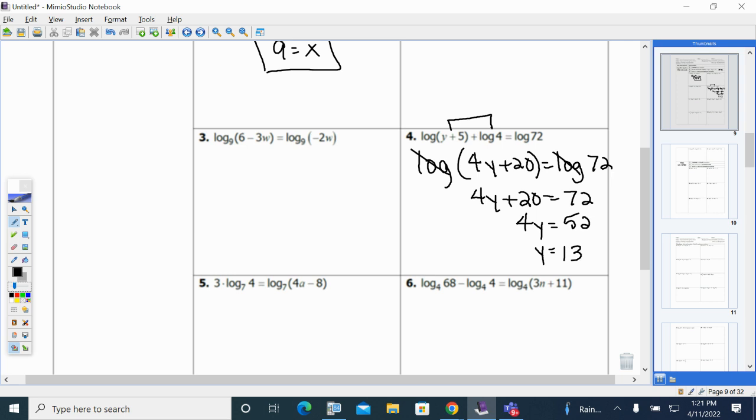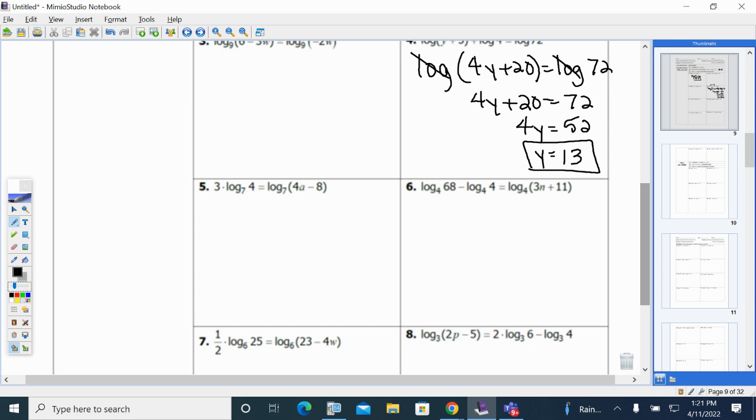And again, what you want to do is go to your calculator, plug the 13 into the left side, see what that's equal to, and then find the log of 72. Make sure that the left side really does equal the right side. For time constraints, I'm going to go ahead and tell you that 13 does work.